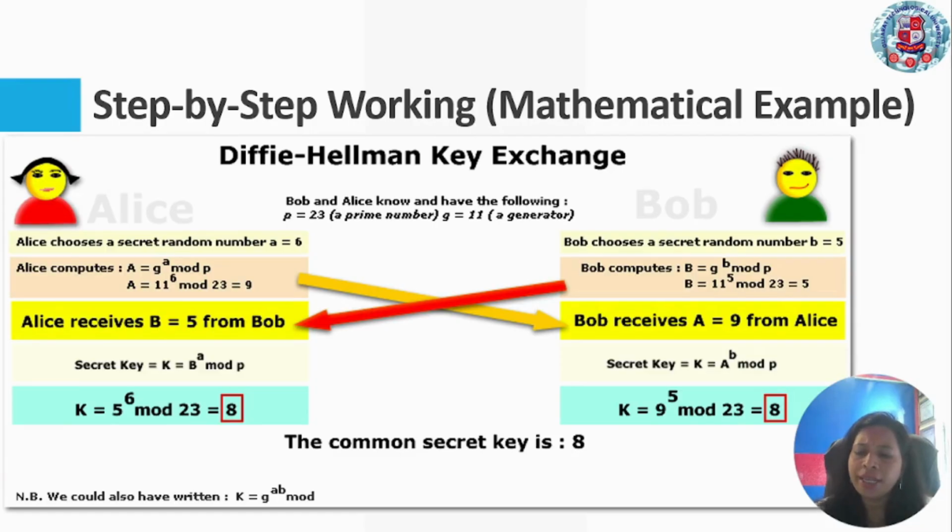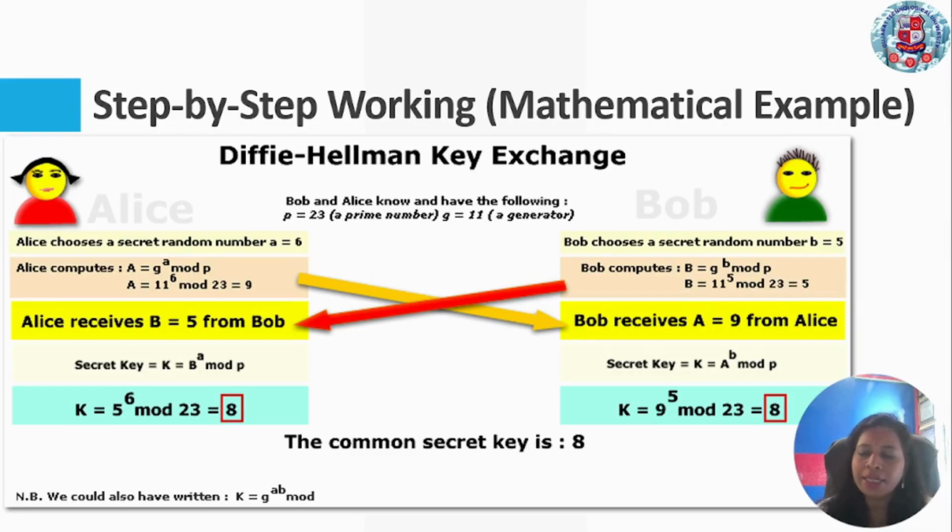Now Alice chooses her private key. For example, Alice chooses a random secret number, a equal to 6, and Bob chooses a secret random number, b equal to 5. Now these private keys remain secret.